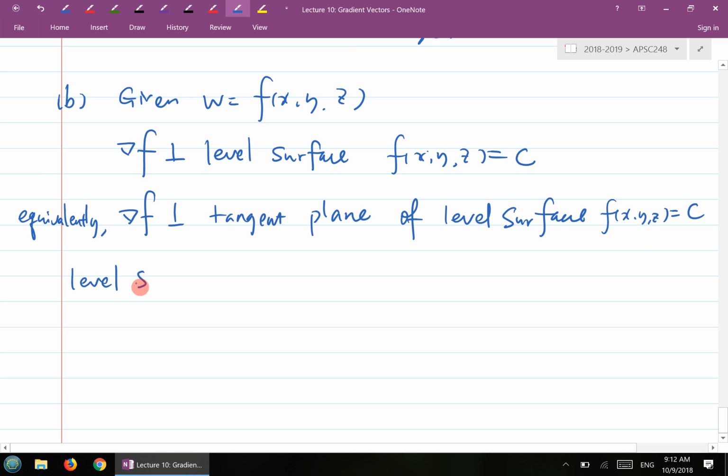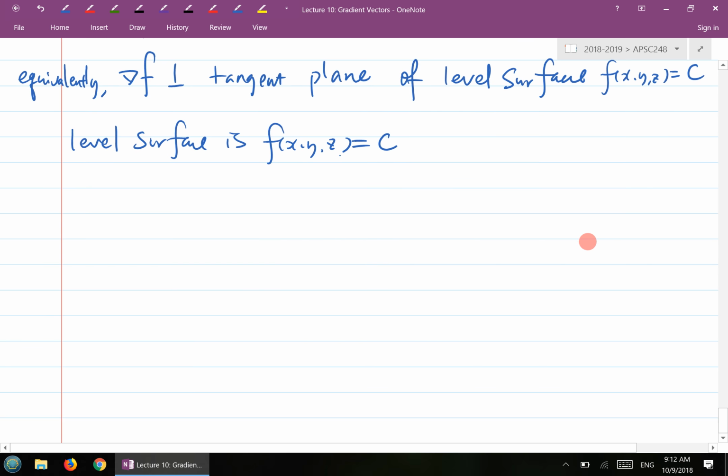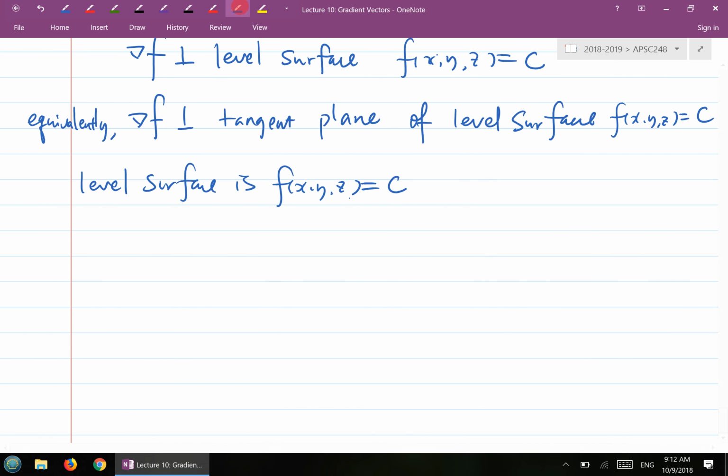Level surface is f of x, y, z equal to a constant c. Essentially, you let the w equal to a constant, then you get a surface. And I'm going to plot this level surface just as an arbitrary level surface. Let's say, for example, I have a surface here. So this is my level surface.